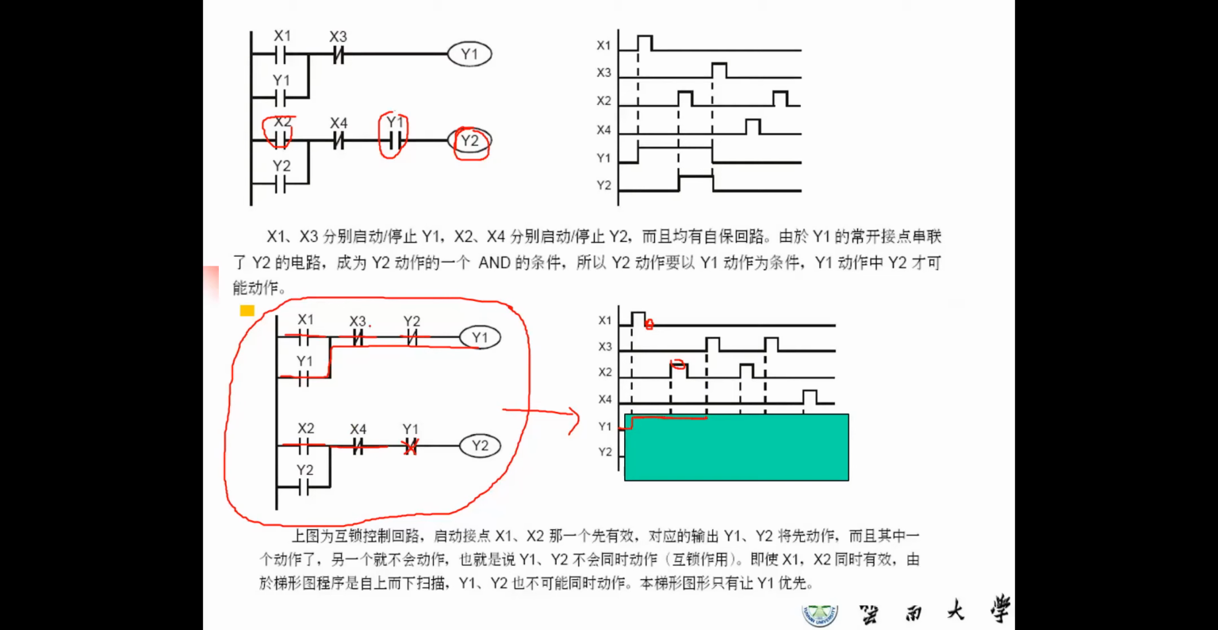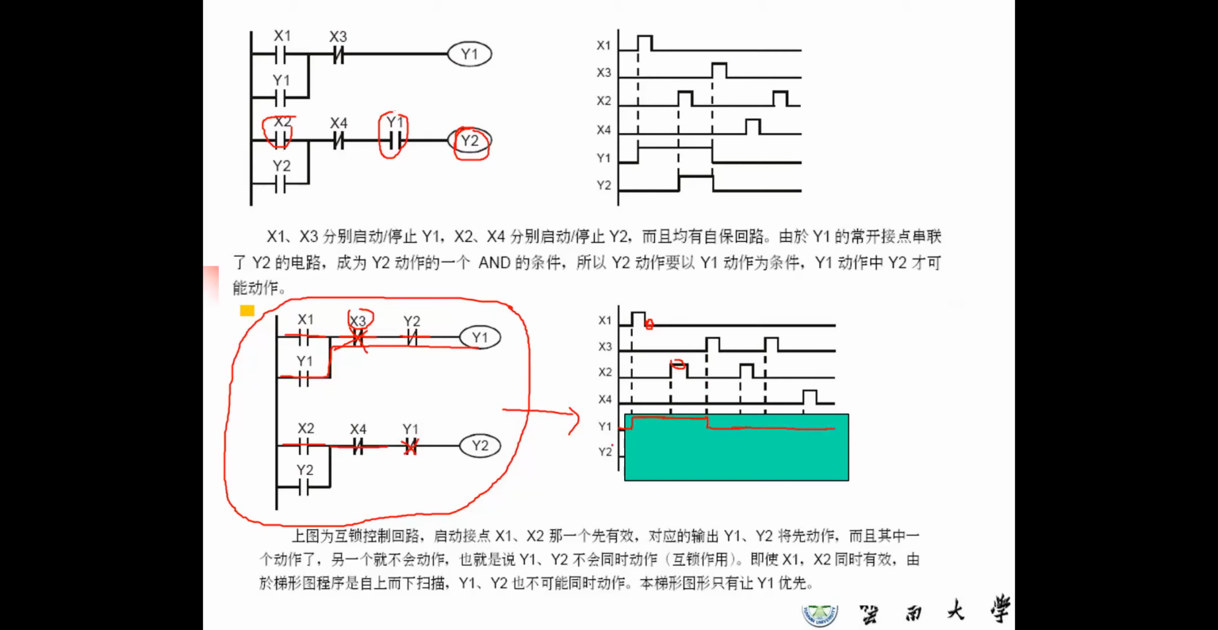So we can see this y1 is equal to 1 and hold. And when x3 is equal to 1, so it's conduction. So its node is not conduction. So from here, y1 goes to 0.